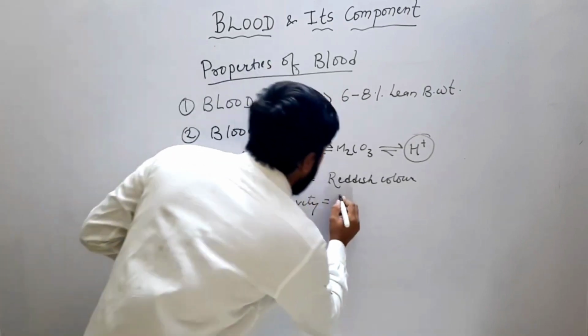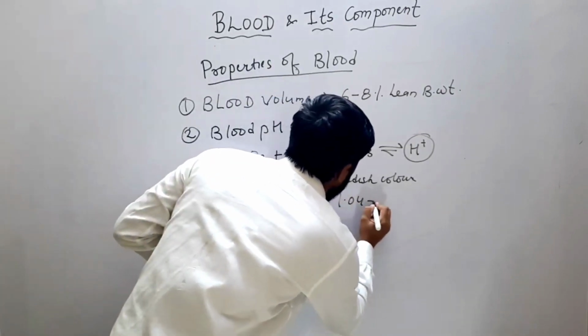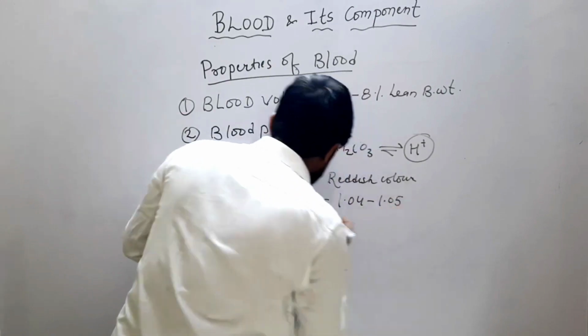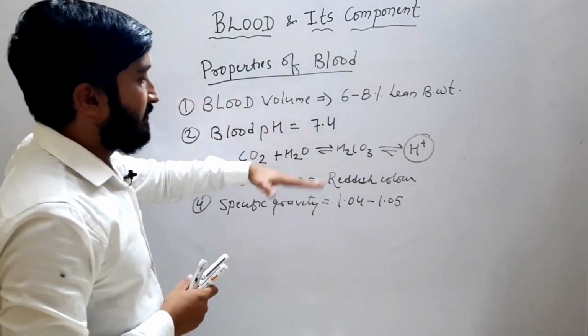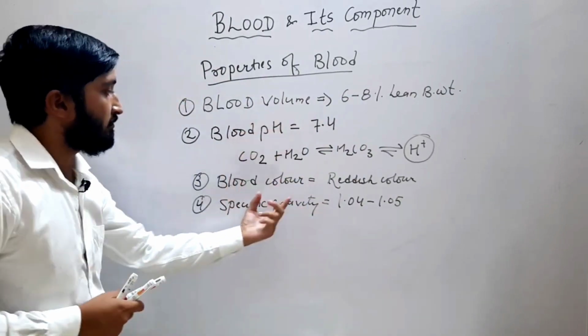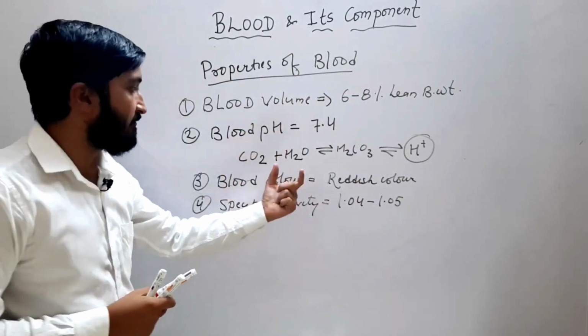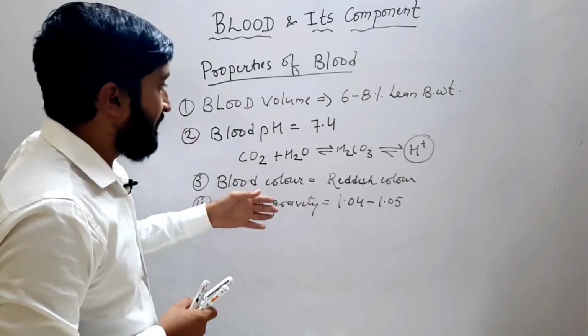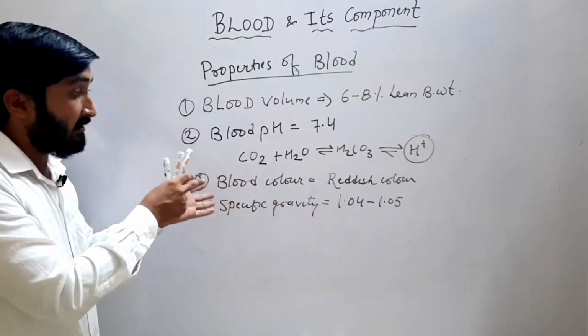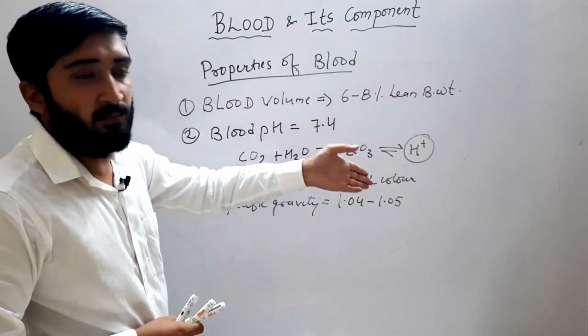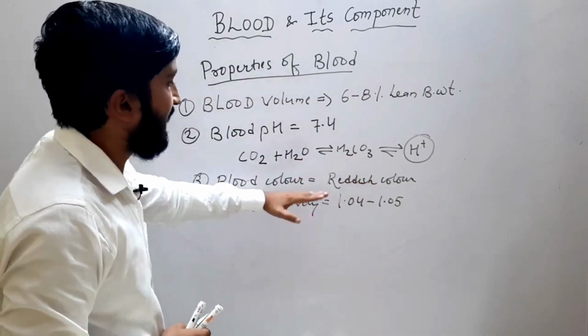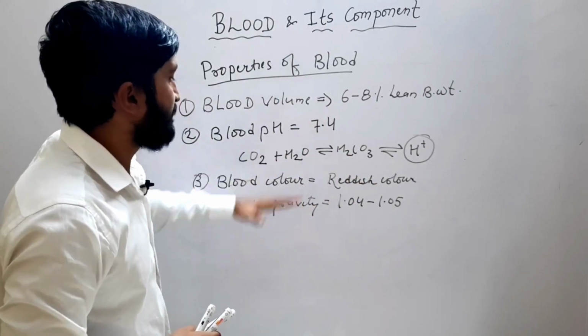The range of specific gravity is 1.04 to 1.05. Specific gravity is measured in relation to water. So the blood is heavier than water because of the many formed elements, and as we have seen, in the plasma 92% is water and around 7% is plasma protein, so that helps to maintain the specific gravity.